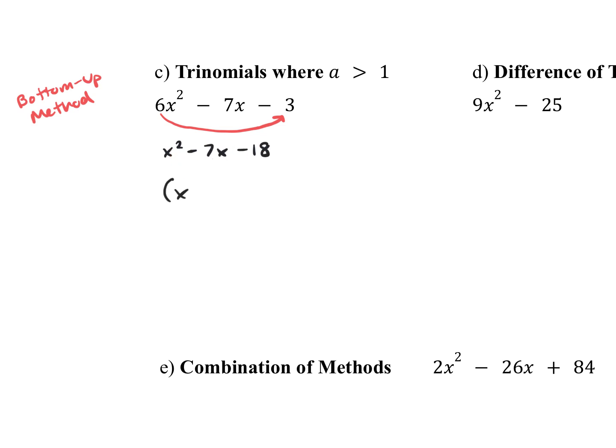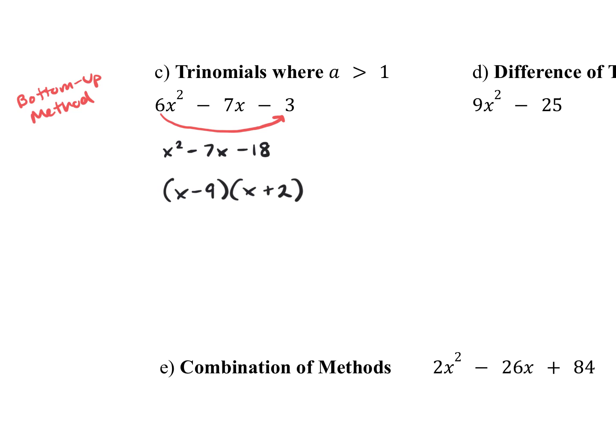And this one we can. It'd be x minus 9 times x plus 2, or you can use magic x if you need. However, if I multiplied this out, even in my first step, x times x is not 6x squared. So this will not be my final answer.